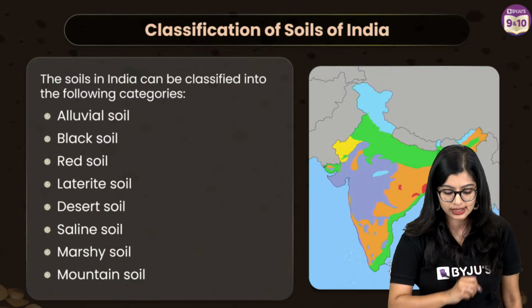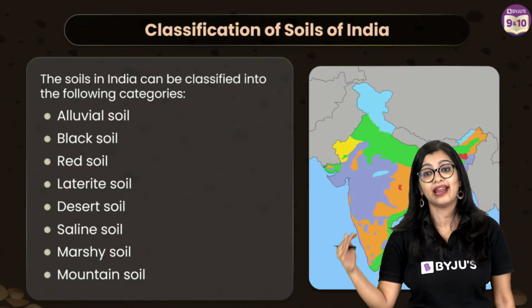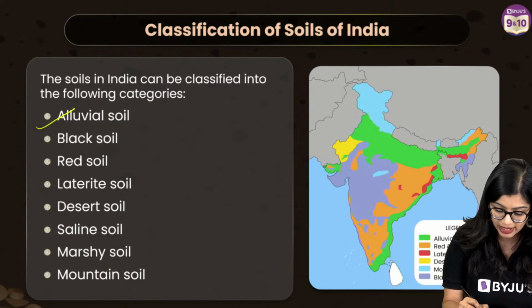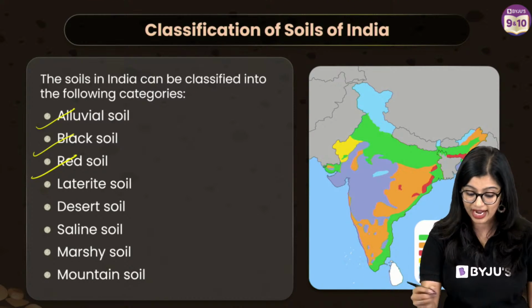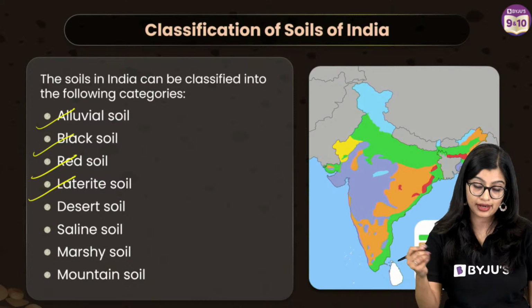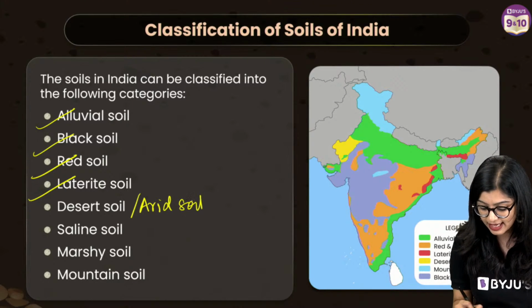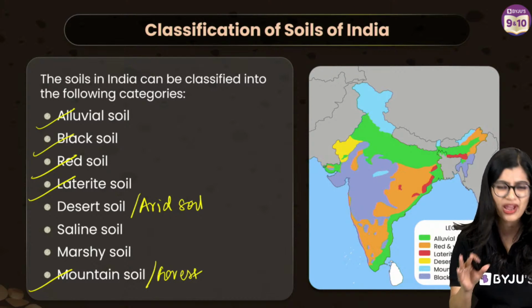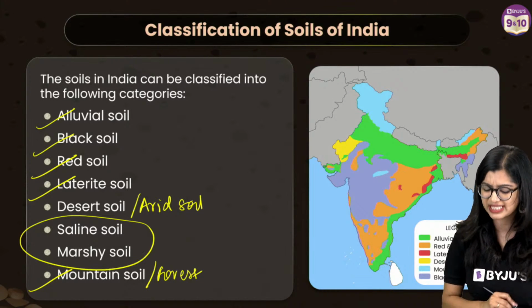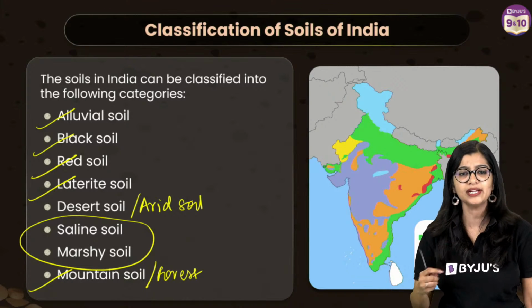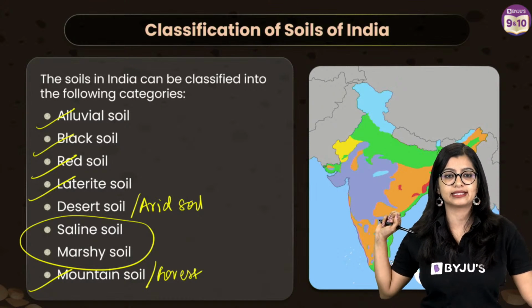So now based on these different types of soil, in India, we find alluvial soil, black soil, red soil, laterite soil, right? Desert soil, or I would say arid soil. Yes, then we have mountain soil, or I would say forest soil. Then there are 2 extra terms that you don't need to worry about, which are saline soil and marshy soil, right? So this is what we mean by this.